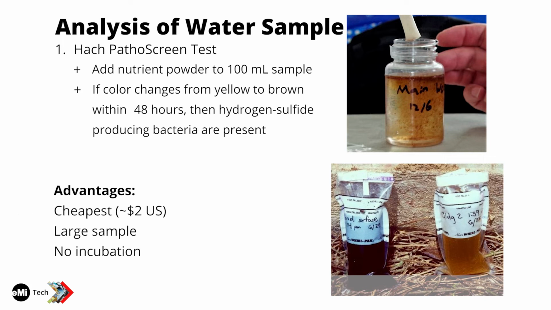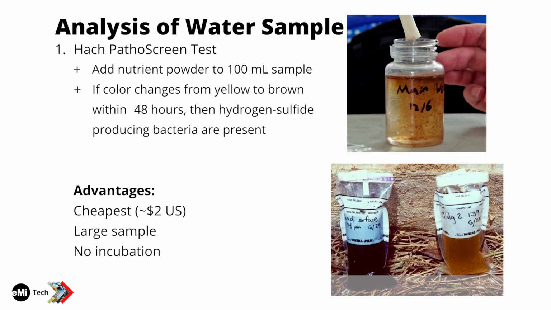So advantages of this test are, first of all, among all the tests I'm going to talk about, it is the cheapest. It costs about $2 US per sample, which again is the cheapest among the tests I'll describe. Another good aspect of it is that it does have a relatively large sample size. It's 100 milliliters. And I'll talk later on about why that might be important. Another convenient thing about it is that it doesn't require incubation at or near body temperature. You can allow the sample to sit out at room temperature during that 48 hours.